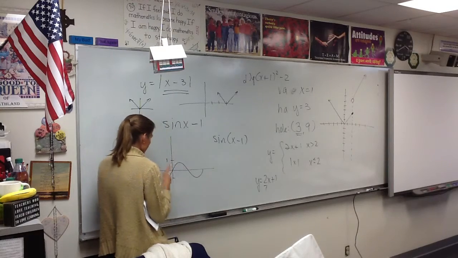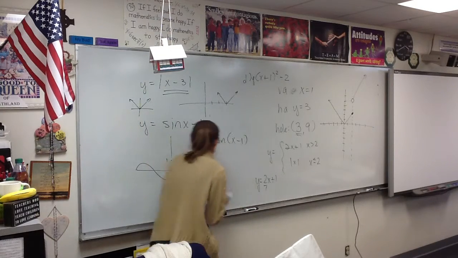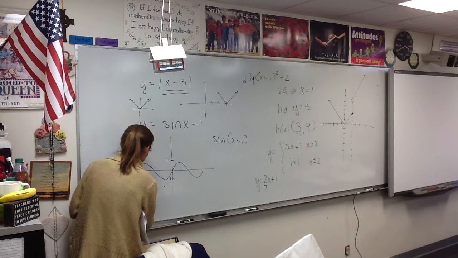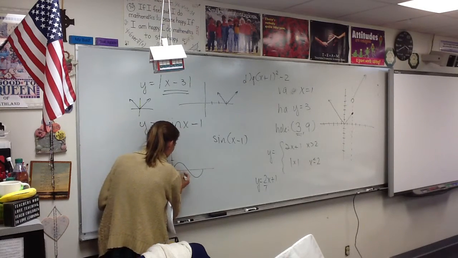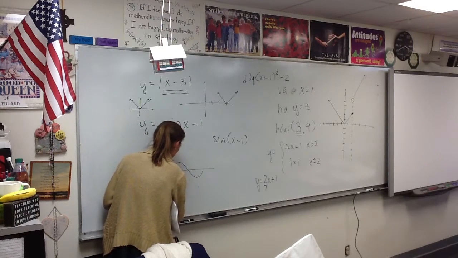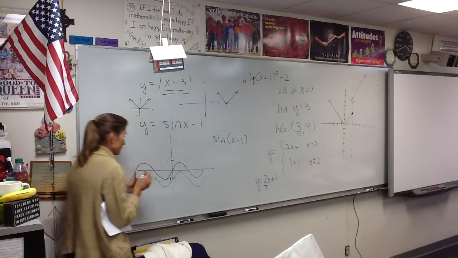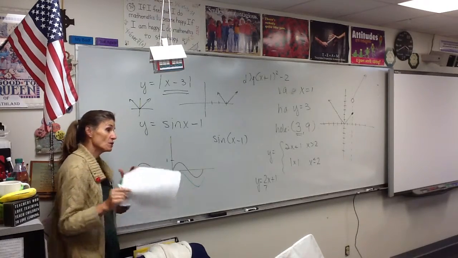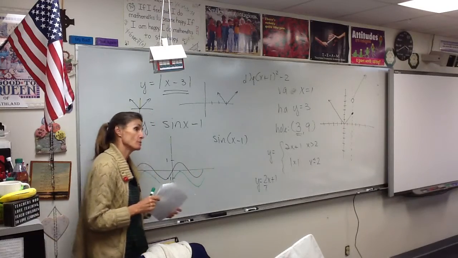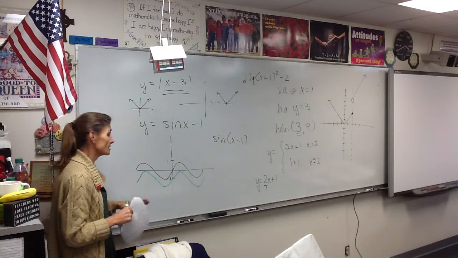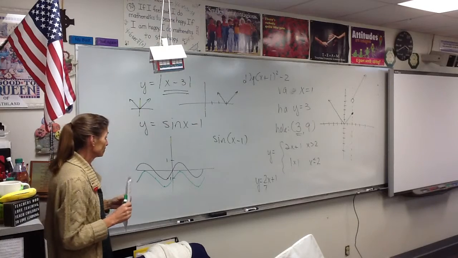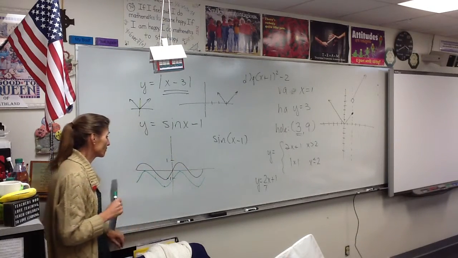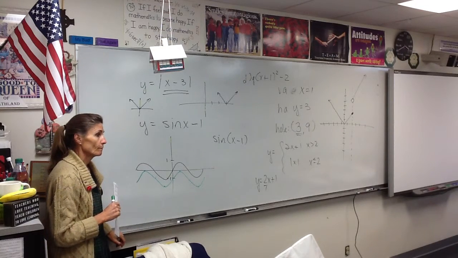I'll do a different color. So if I move everything down 1, I get this picture. Wouldn't that make it cosine? No, it would not make it a cosine. Now, if I shifted it sideways, I can make it a cosine. But no, this is still a sine curve. It's not passing through that point. No, it's a sine curve.